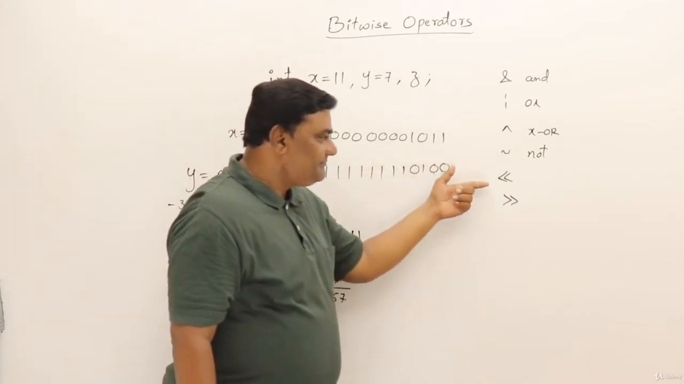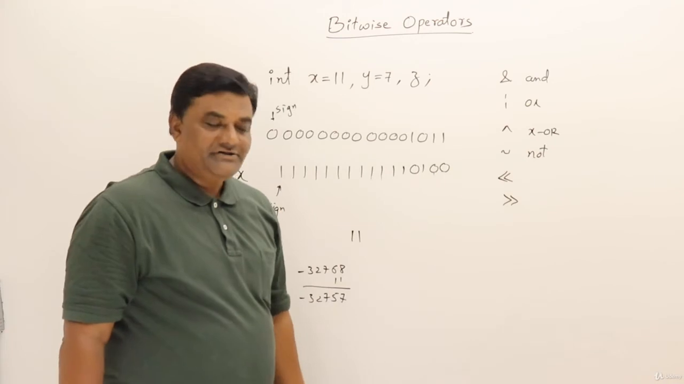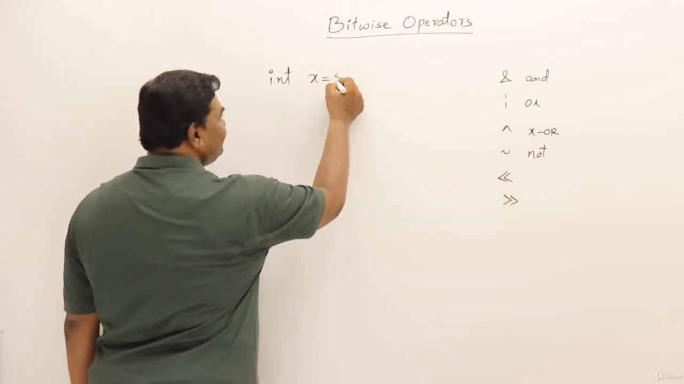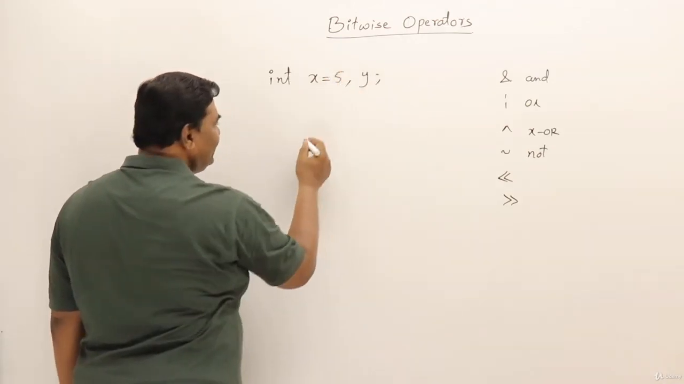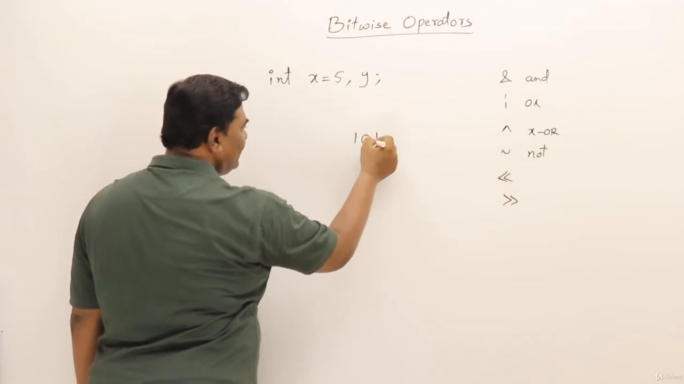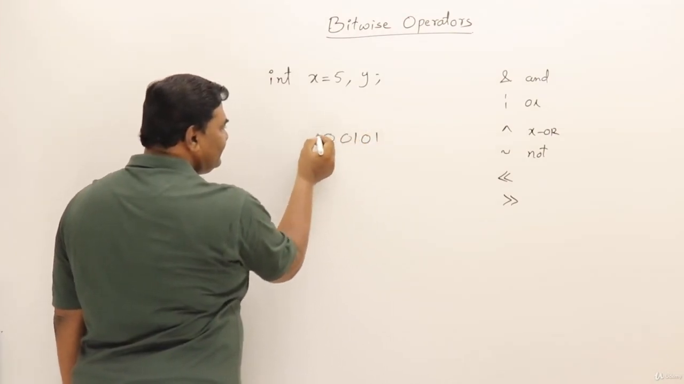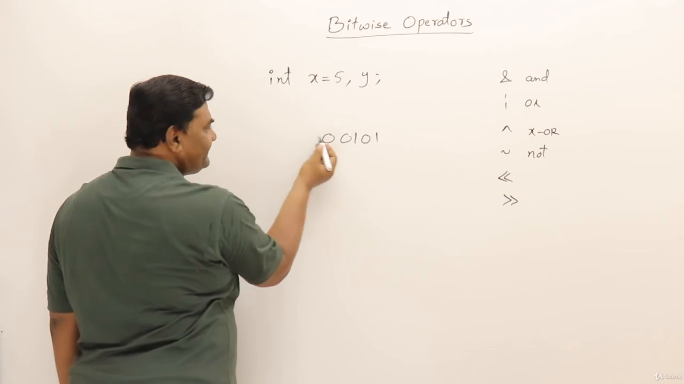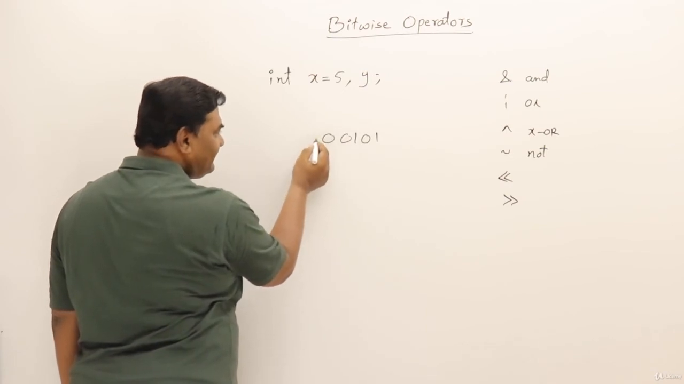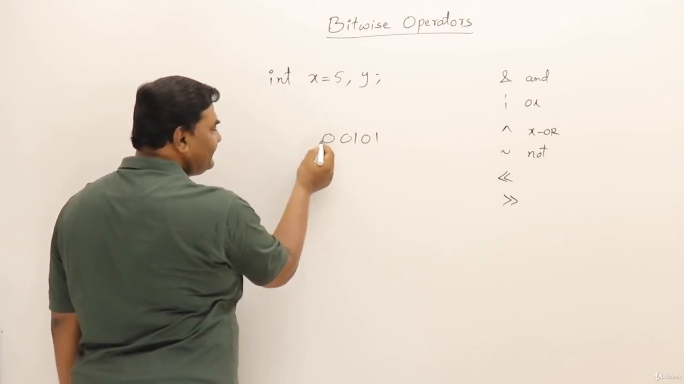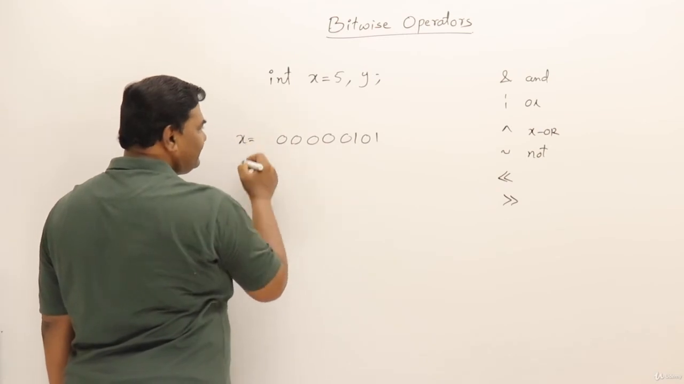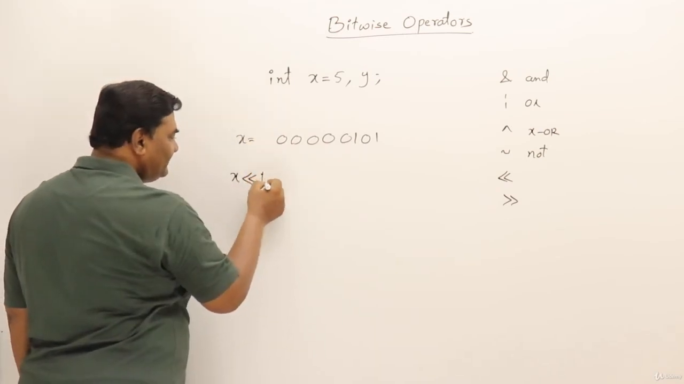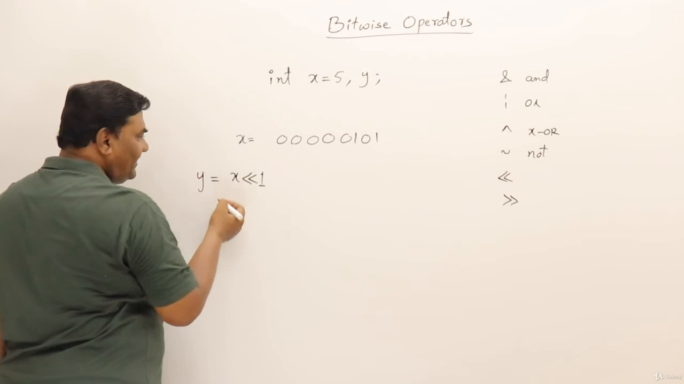Now let me show what it means by left shift and right shift. I will take the value of x as 5 and y. So in binary form, 5 is 1, 0, 1, with all the leading bits zeros. I will just write 8 bits here. This is x. Left shift by 1, and I want to store the result in y.